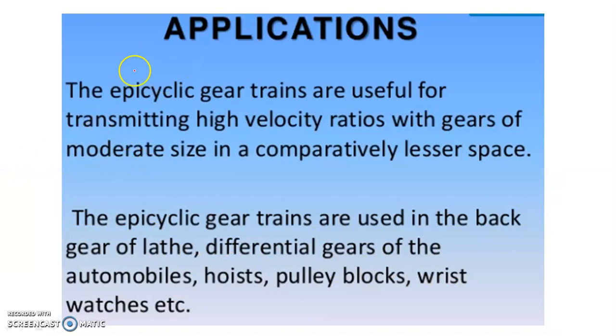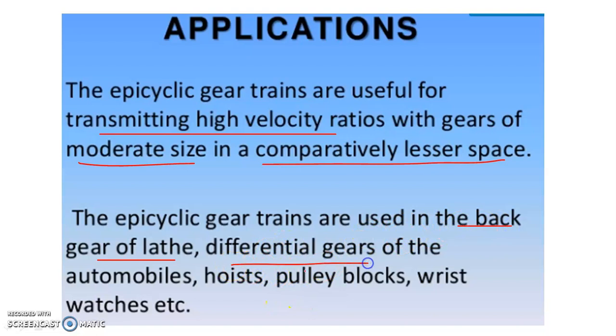What are the applications? The epicyclic gear trains are useful for transmitting high velocity ratios with gears of moderate size and in comparatively less space. They are used in the back gear of the lathe, differential gears of the automobiles, hoists, pulley blocks, and wrist watches also.